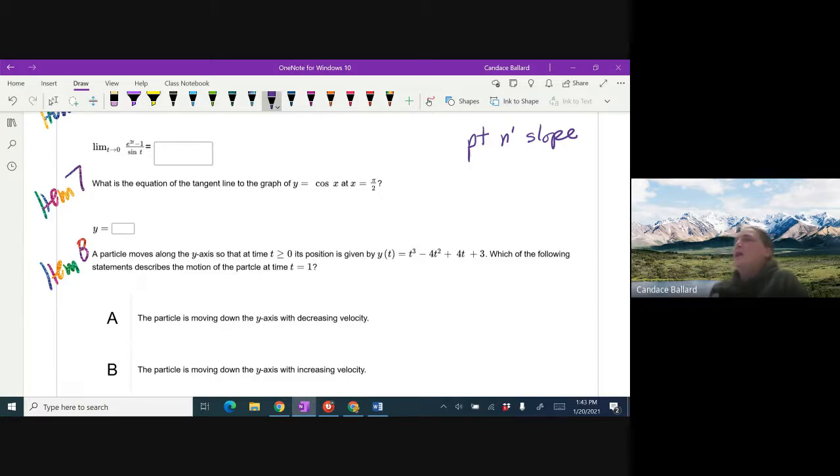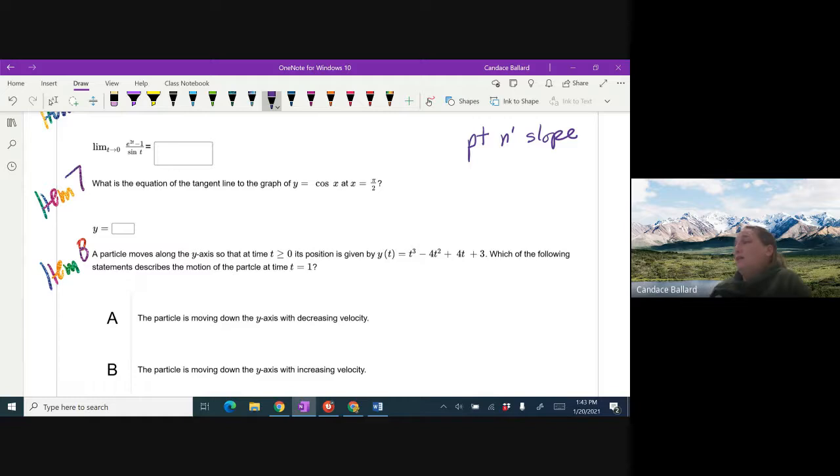All right, so equation of a tangent line. I don't have either the point or the slope. How am I going to get the point? So what am I going to have to do to get the point? Not the slope, but the point. What do you guys think?